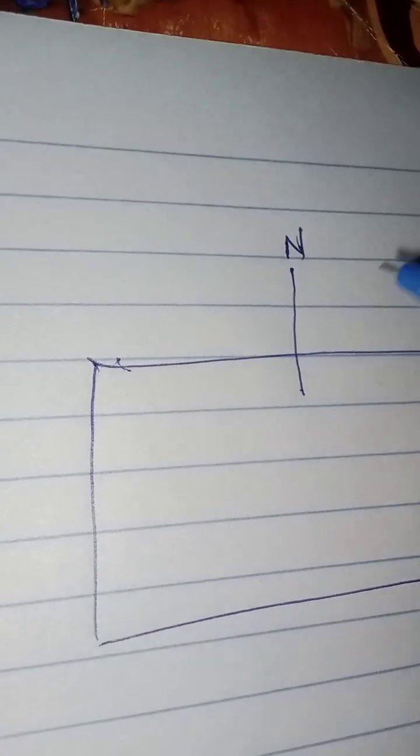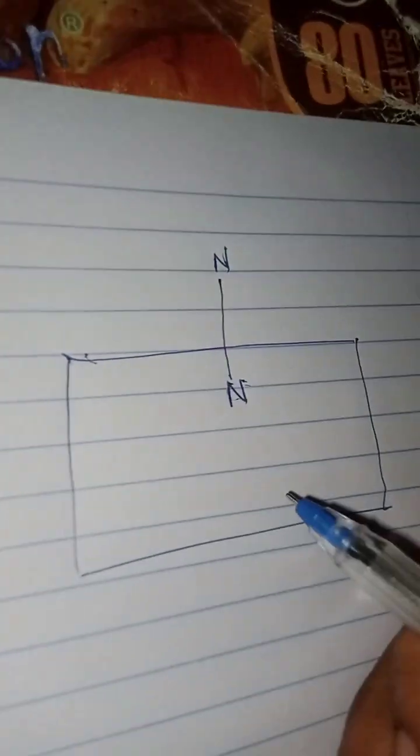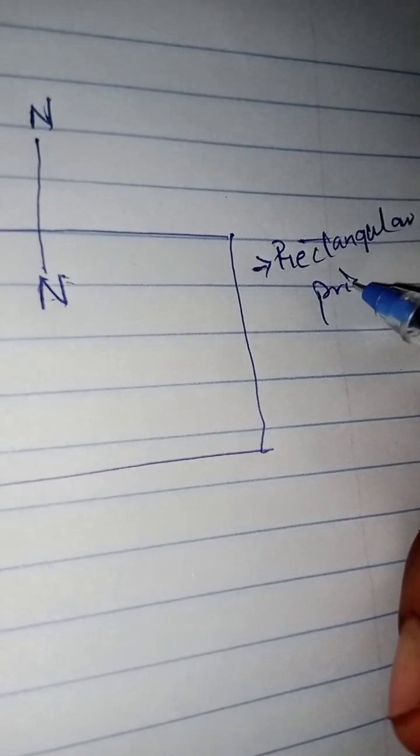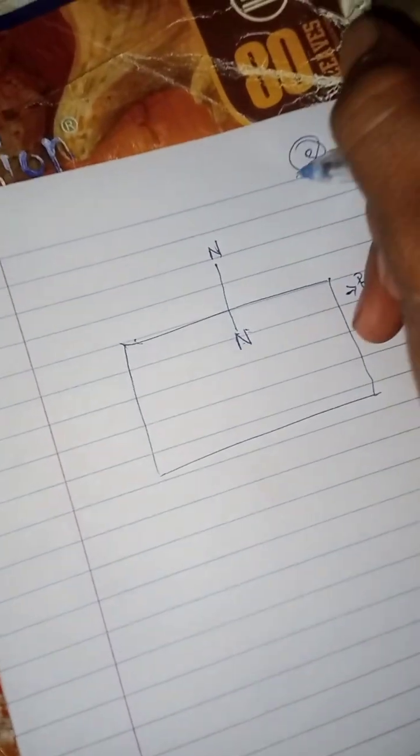Okay, now this is what I mean. First of all, let me draw the normal. This is the normal. This is the rectangular prism.